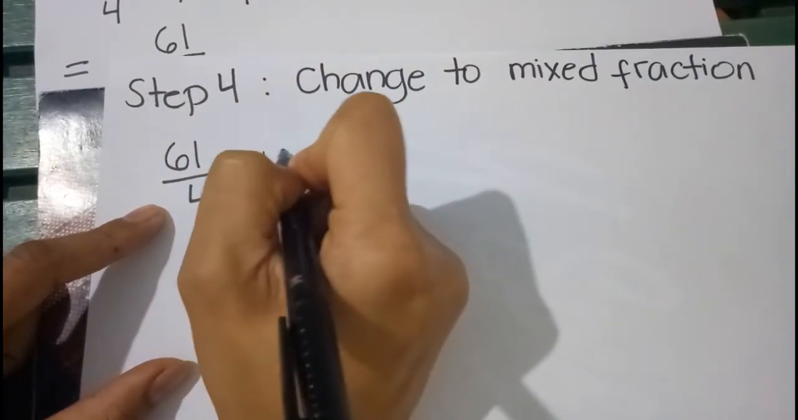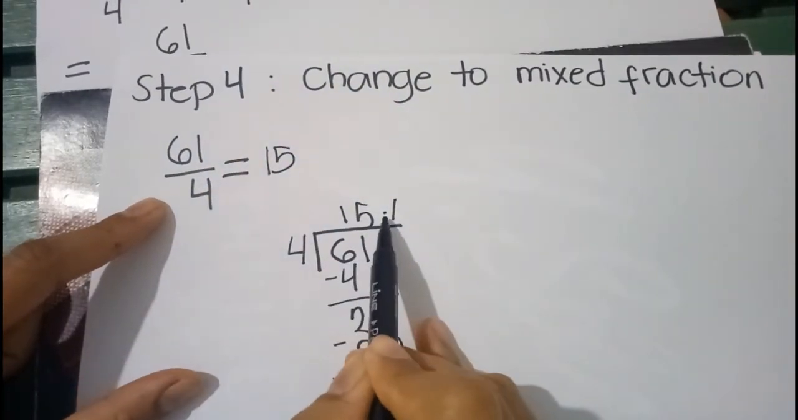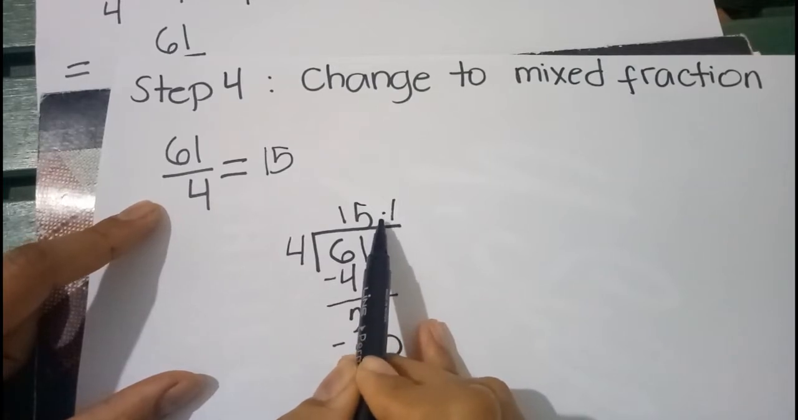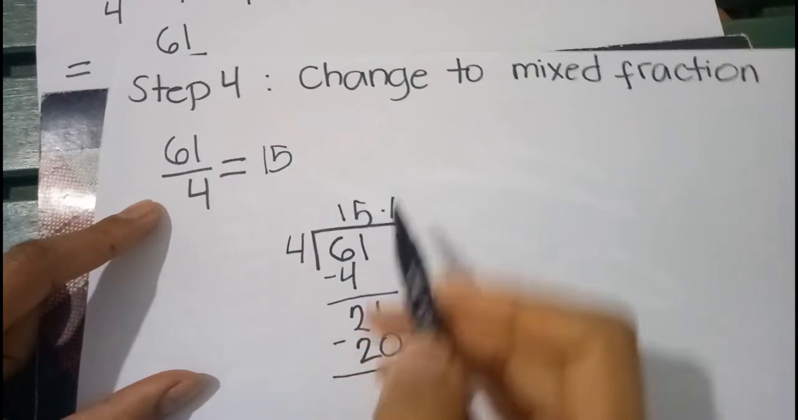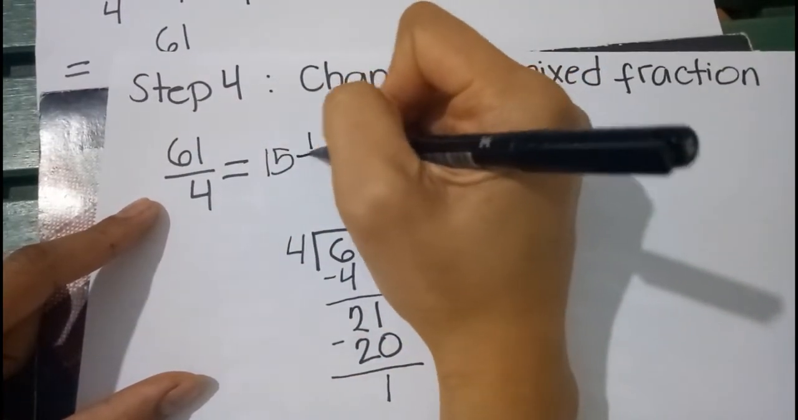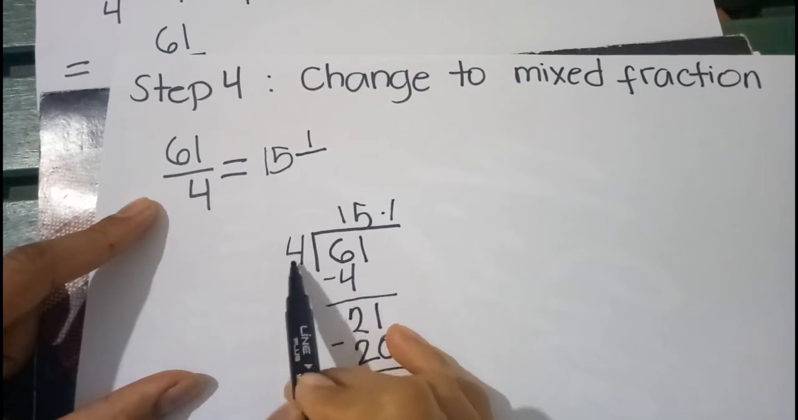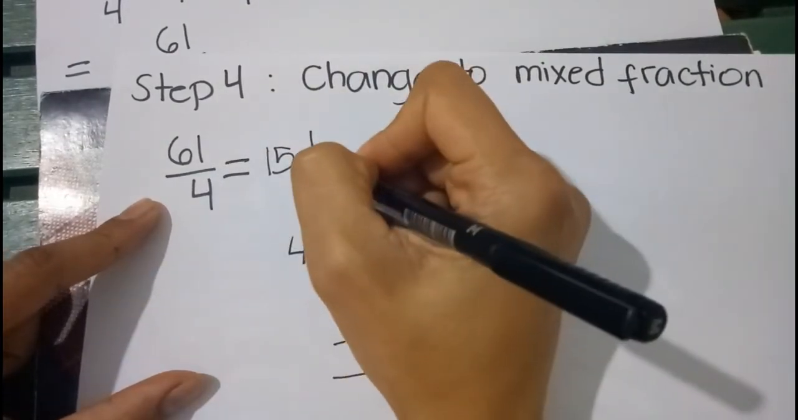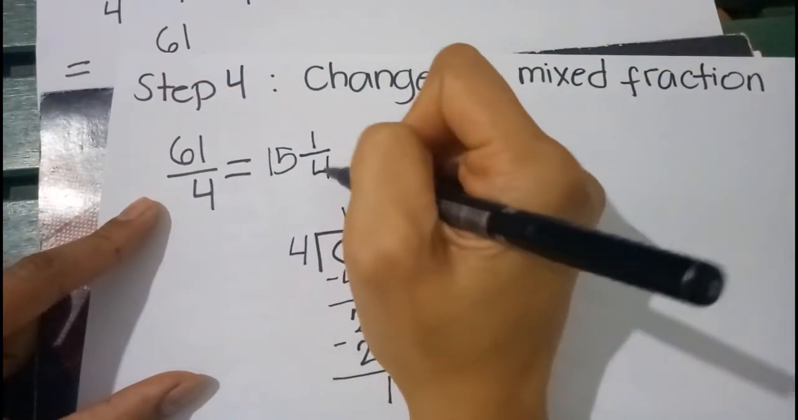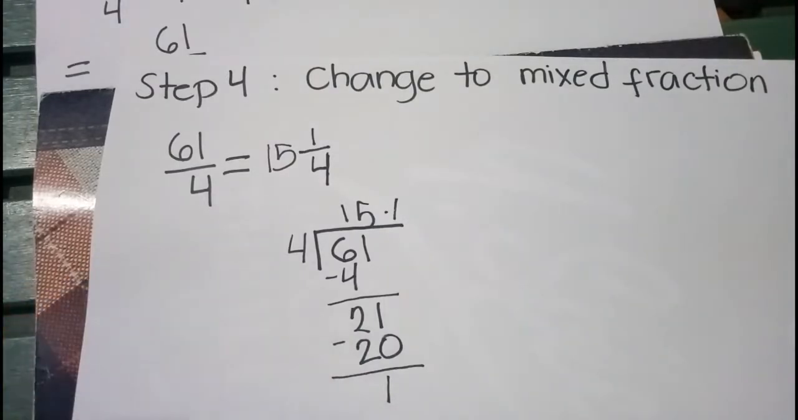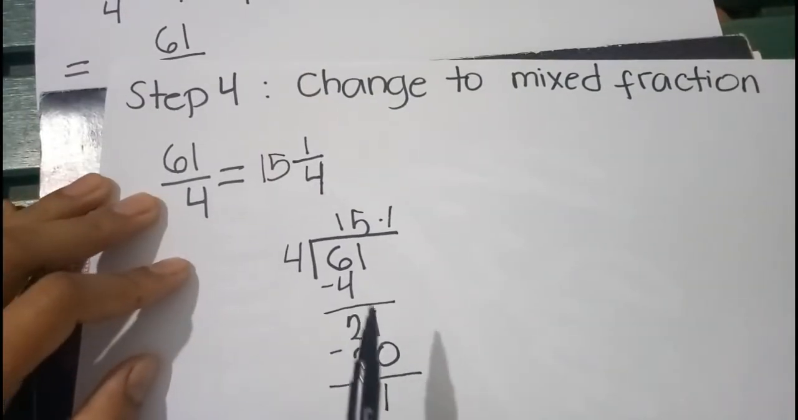So we write 15. The number on the right side of the decimal point is 1. So 1 will be our numerator. So we put 1 on top and then the line. And our denominator will still be the same, our divisor, or you check here, you write 4. Okay? So that's how to convert it to a mixed fraction.